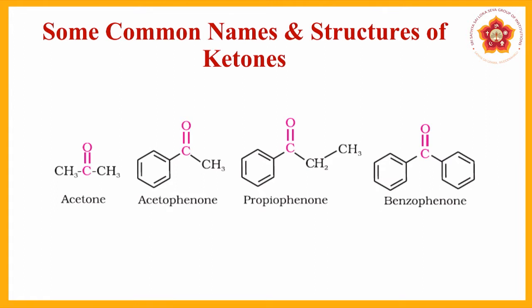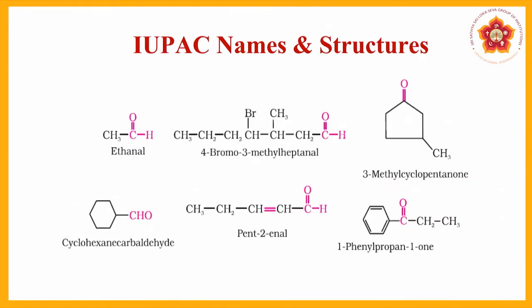So, all these common names do not have any basis as such. They were just named because they were found out one by one in the early centuries, and the people went on naming those compounds. But once they realized that there are a large number of compounds present, then came the IUPAC naming.